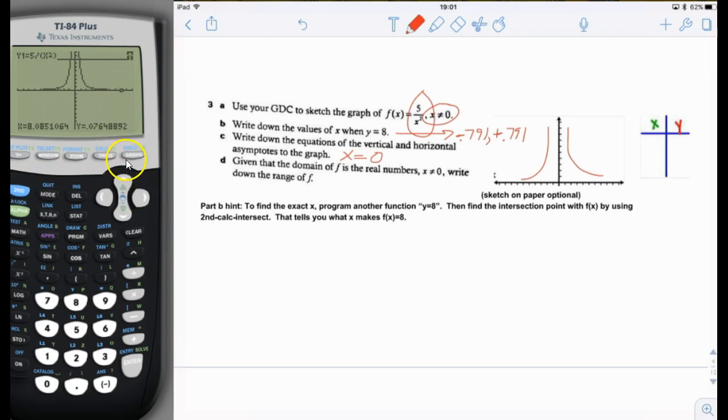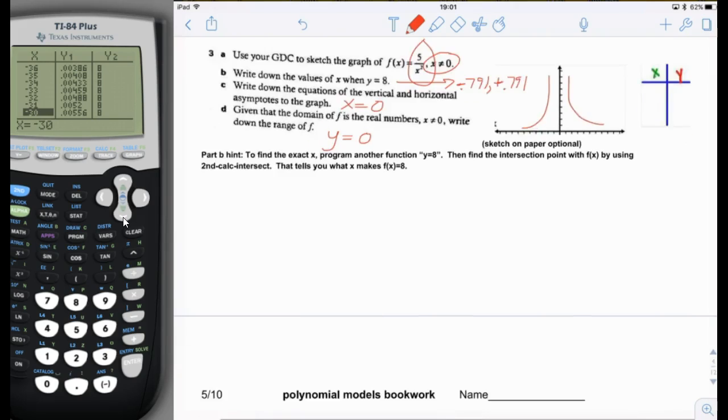The other way you could do is second table, and you could zoom out in either direction. I'm going to zoom out in the negative direction. You can see how small it's getting, close to 0. Okay. So since it's getting close to 0, the horizontal asymptote is 0. We say y equals 0. Okay. So that's it for this page, is that page 4? Page 4.